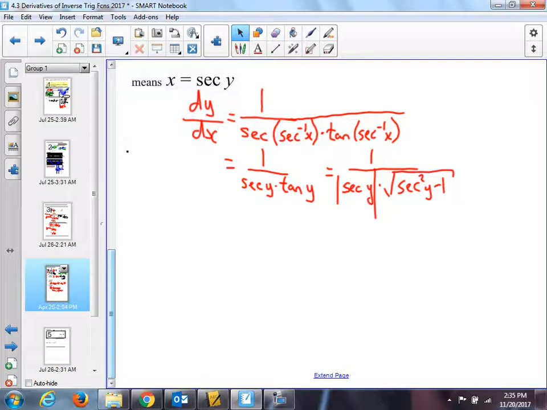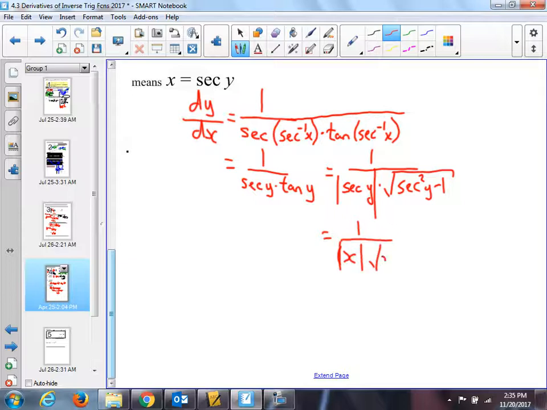Anyways, what's secant y again? X. So we can turn this into the derivative. There's 1 over, that should be flat brackets. Now, I did a quick run through of all of these here. Make my denominator line a little better.